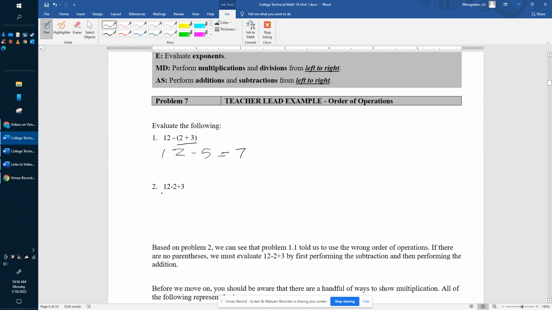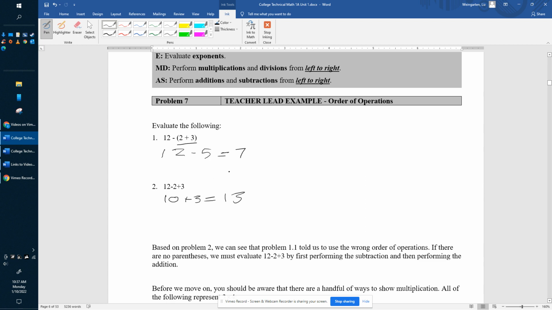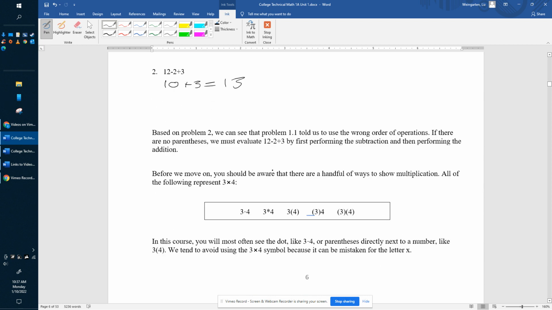Now in this one, we're simply going to perform the order of operations, which states we are going to perform addition and subtraction from left to right. So we're going to start at the left, and we're going to do 12 minus 2 first. And that is going to yield 13. So it is still possible to get two different numbers. It's just that we use these grouping symbols to determine how we want these to add up.